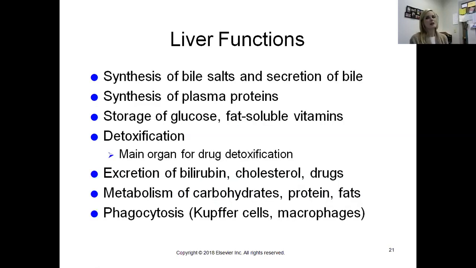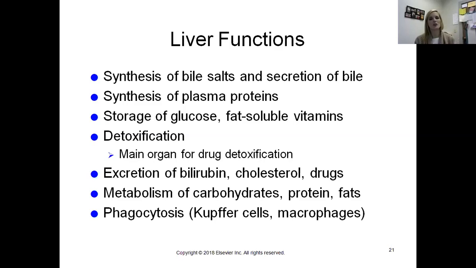So the liver does a lot of different things. The liver is a very, very valuable organ for our body. We need our liver, and we need it to be working properly. The main thing I want you to focus on is right up there at the top, the synthesis of bile salts and the secretion of what's called bile. What is bile? Bile is a fluid that will be secreted out of the liver and will go directly into the small intestine.